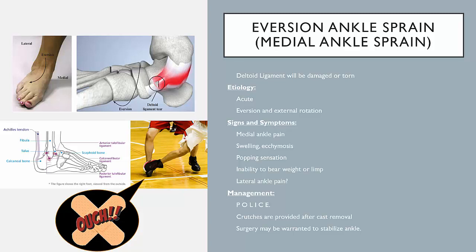These ligaments provide support to prevent the ankle turning inwards or everting. Eversion sprains represent 5 to 10% of all ankle sprains. The deltoid ligament is far stronger and more stable than the ligaments of the lateral ankle. It is rare for the deltoid ligament to be sprained for 2 reasons.